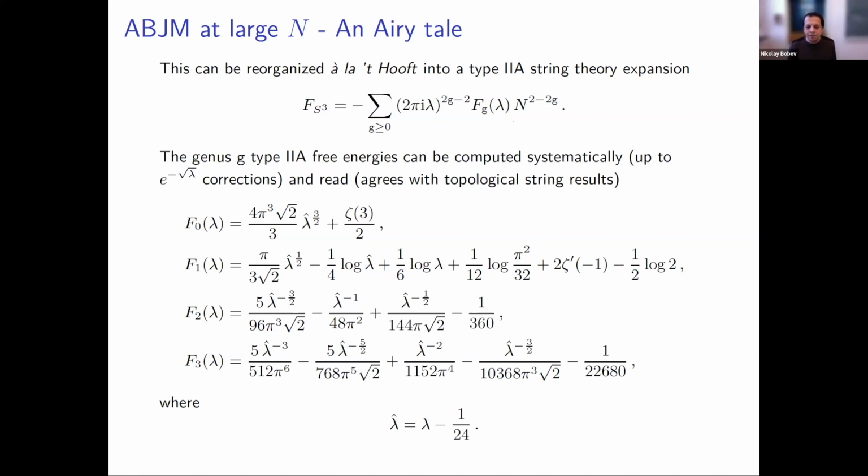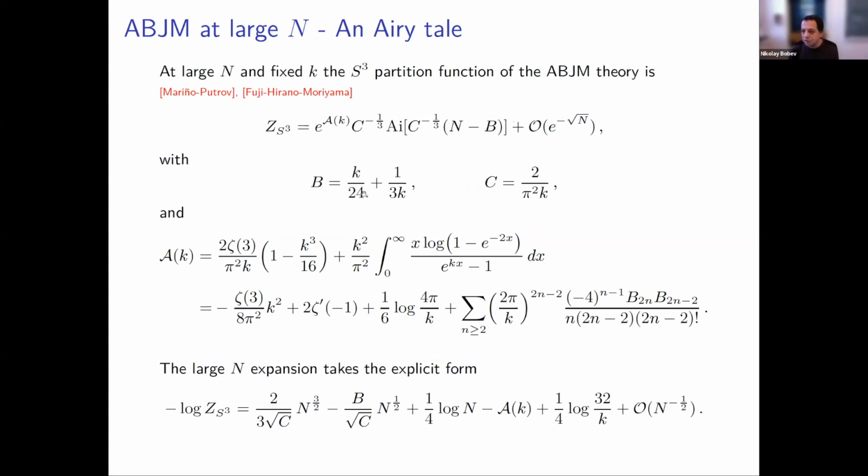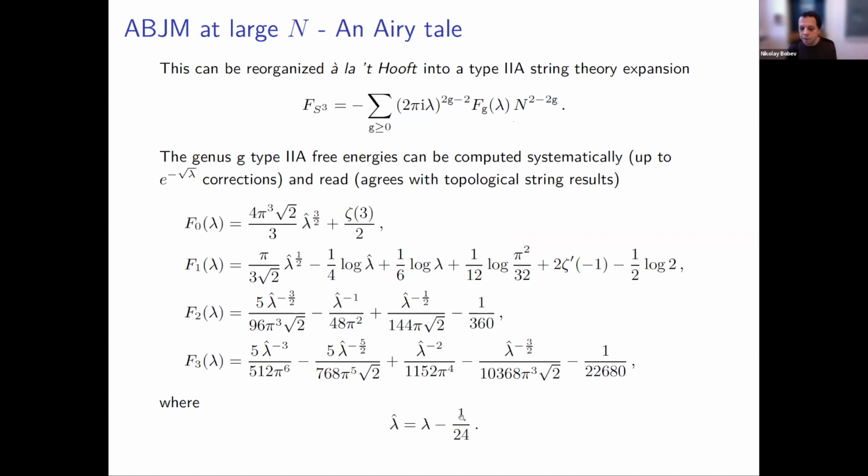One thing that happens that, a priori, you should not expect, but it seems to be true, is that these F_g of lambda, these free energies of the string at large lambda, actually resum into very simple functions of what we call lambda hat, shifted lambda with minus 1 over 24. This minus 1 over 24 is not an accident. It came out from this k over 24. So the form of this parameter b that appeared in the Airy function determines the shift of lambda. Okay, good.